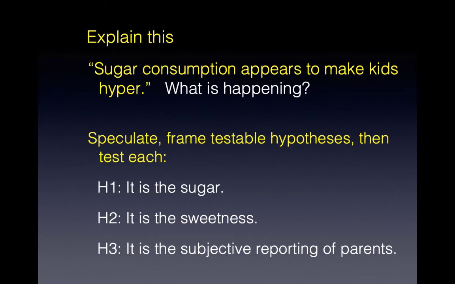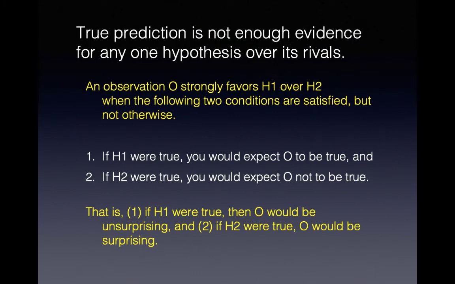We work backwards. We see hyper kids and we go, what's up with that? But we notice also that plenty of kids got the sugar and weren't hyper. We should also notice that kids who get artificial sweeteners are also, in equal proportion, hyper. So it's something else. All right, in a nutshell, on one slide, true prediction. The fact that your hypothesis predicts something that you observe is good, you need that, but it's not enough evidence for any one hypothesis over its rivals.